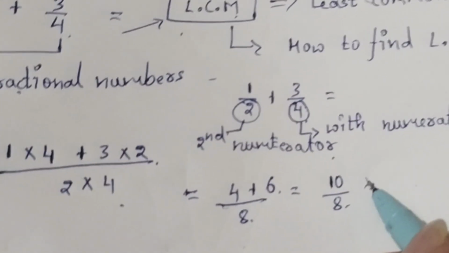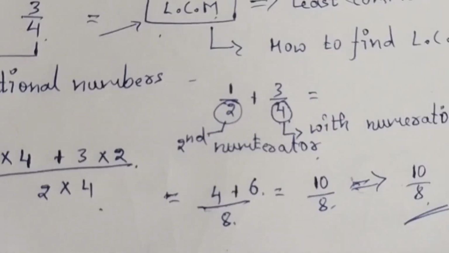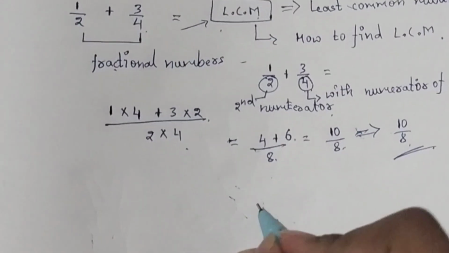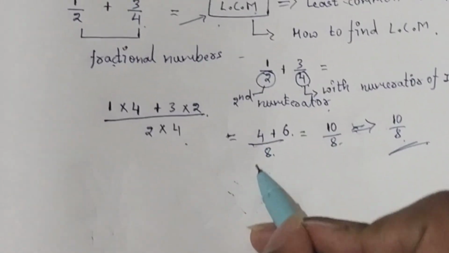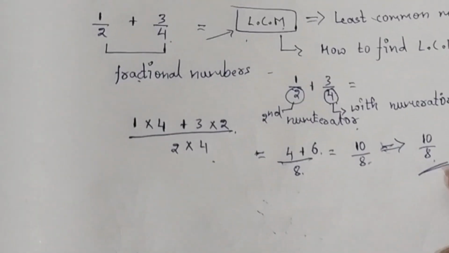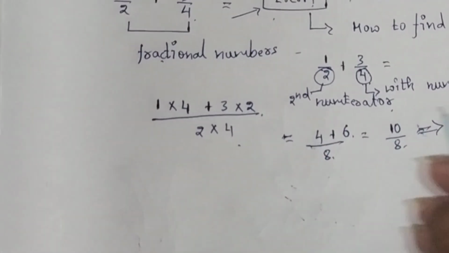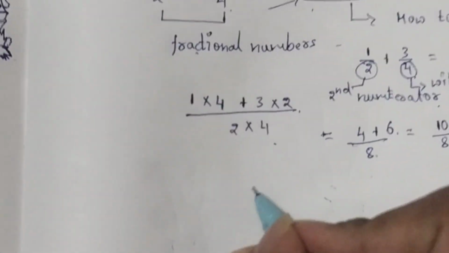See, 10 by 8 is a fractional number. So this way we can add two fractions. In this way you can find the sum of two fractional numbers, and the sum of two whole numbers, then the sum of two integers, or to find the sum of two decimal numbers.